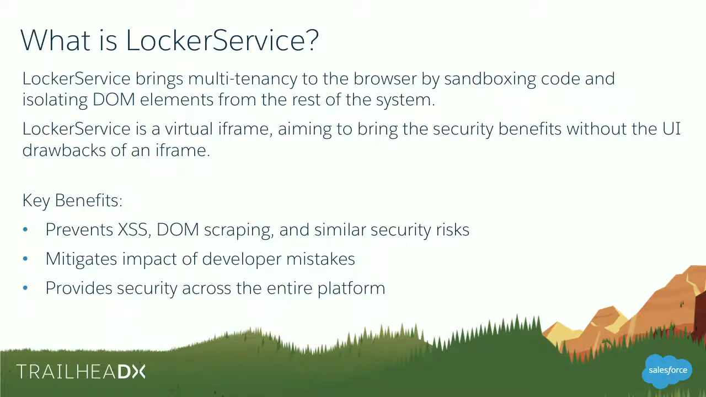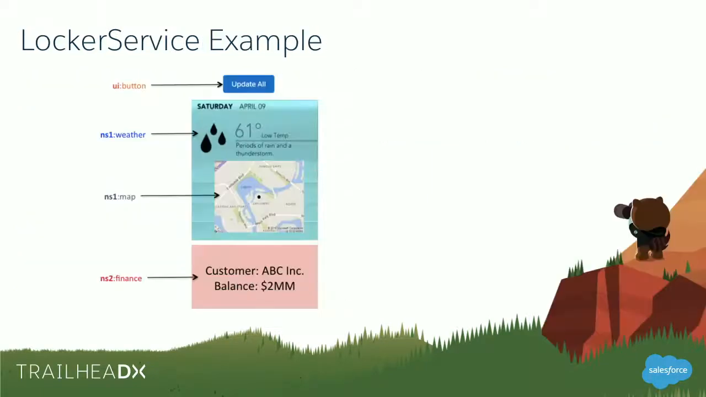This prevents cross-site scripting, DOM scraping, and other similar types of risks. It does that essentially through proxying the JavaScript through protected JavaScript proxies automatically, so that you only have access to the namespace that you work in. Again, mitigating the impact of developer mistakes and providing security across the entire platform so that we can avoid a lot of those security challenges.